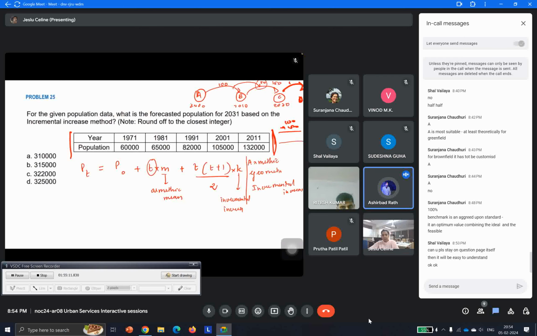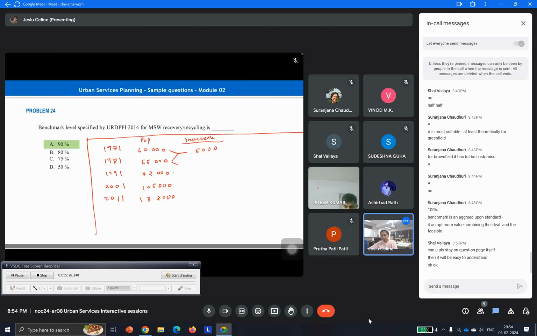What will be the increase in population? Yeah, so this is 5,000. Now over here, 17,000. Very good. Over here, 23,000. Yes. This one, 27,000. Yes, very good. So that's the increase.